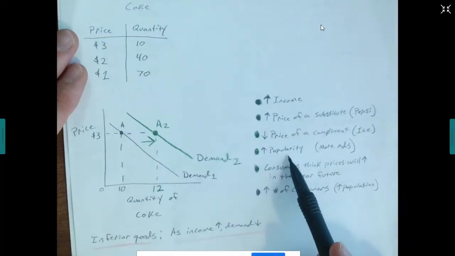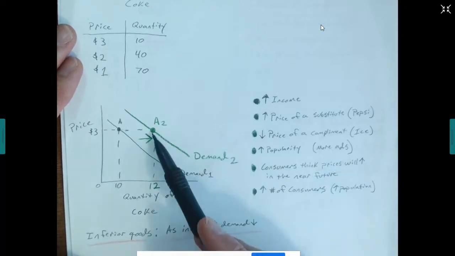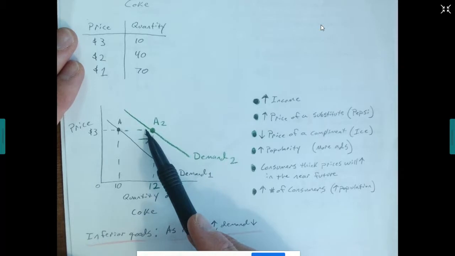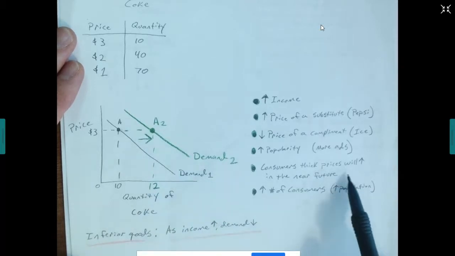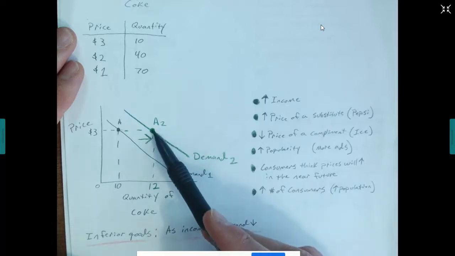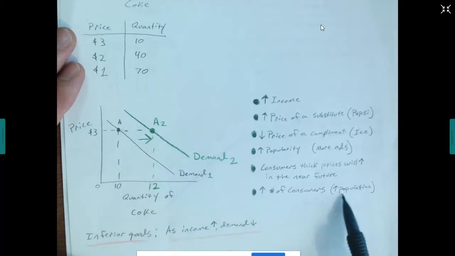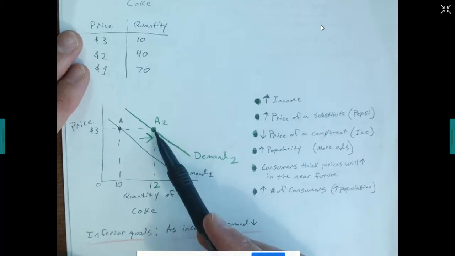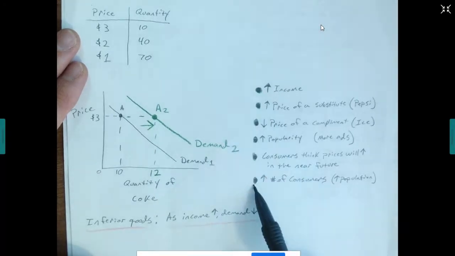If something becomes more popular because of advertisements or celebrity endorsements, people will buy more of the product, even though the price hasn't changed. If consumers think that the price will increase in the near future, they'll go ahead and stockpile and demand a lot more of this item right now before the price goes up. And lastly, if demographics change, if there's a greater amount of population, there's more people, there'll be more demand for these items. This is all for what are considered to be normal goods.